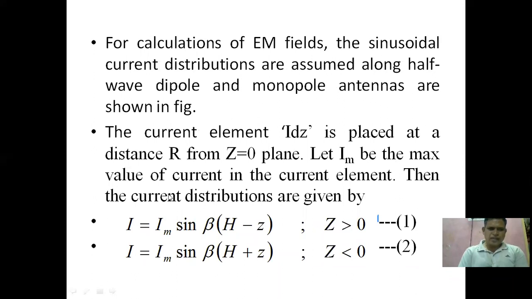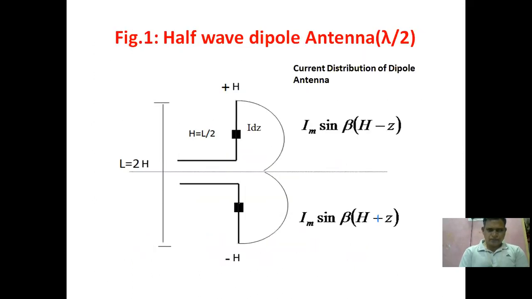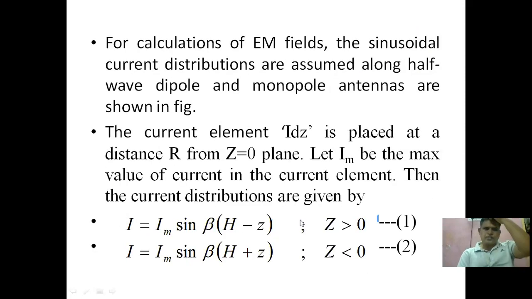Let Im be the maximum value of the current in the current element. This is z greater than 0, this is z less than 0. Based on the phase constant, we can write for z greater than 0, I is equal to Im sin beta (h minus z). Similarly, for z less than 0, I is equal to Im sin beta (h plus z).